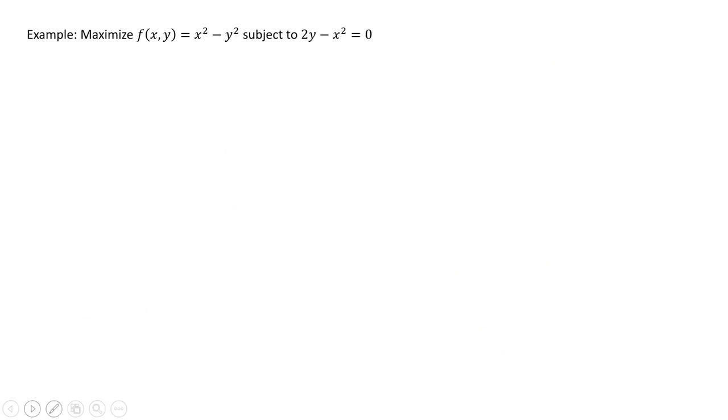All right, let's do another example. Let's see if we can maximize x squared minus y squared subject to 2y minus x squared equals 0. So my constraint is the 2y minus x squared equals 0. Okay, so that's the constraint. We'll call that function g.